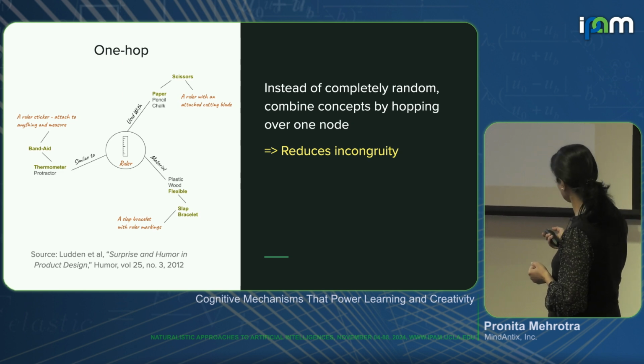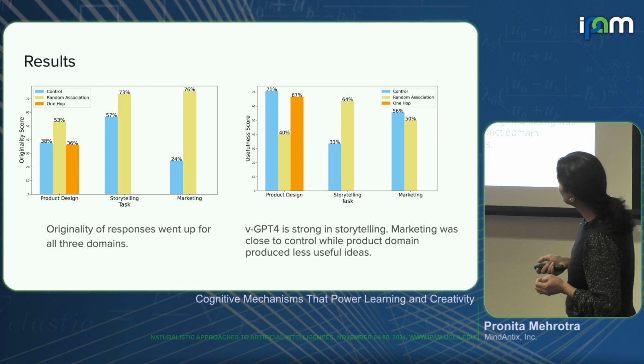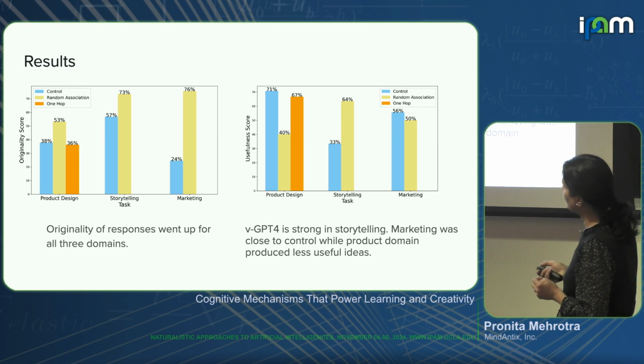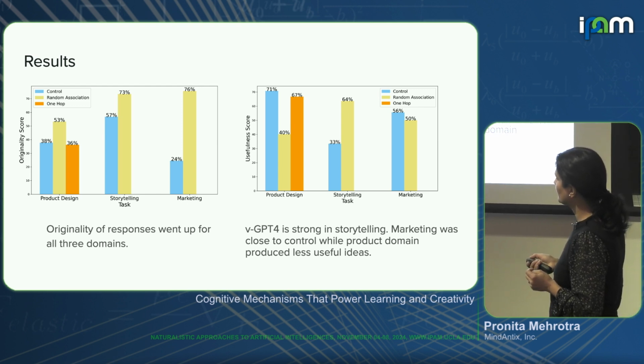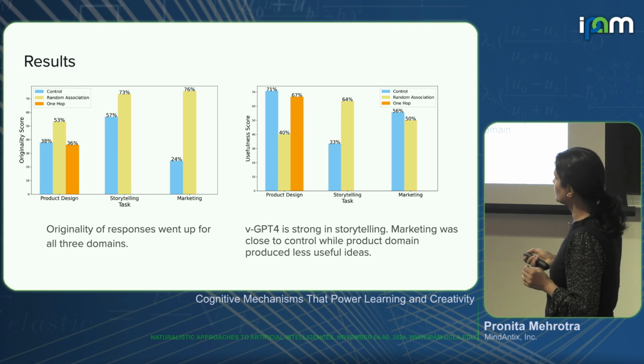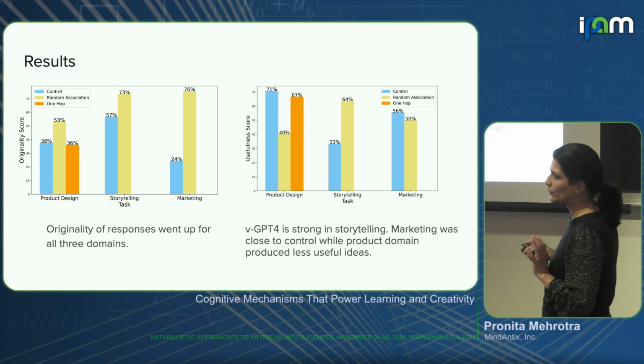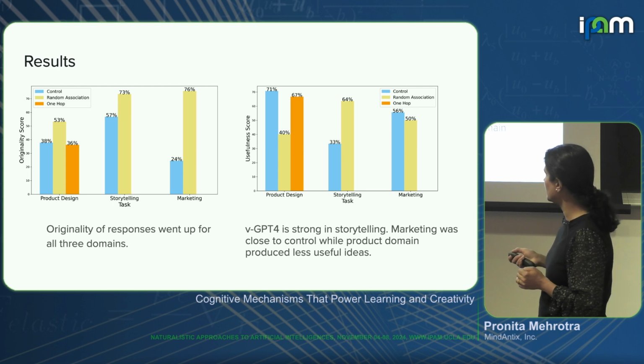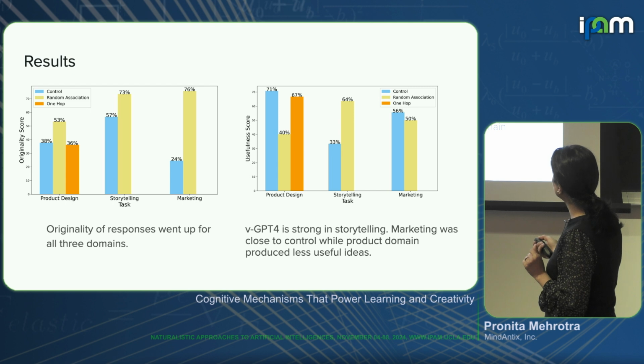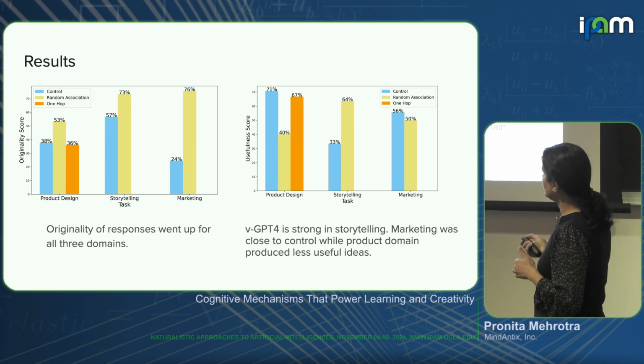So how did we do? We found that in terms of originality, for the random association, originality improved in all the domains: product design, storytelling, marketing. For the usefulness score, the product design didn't do as great.